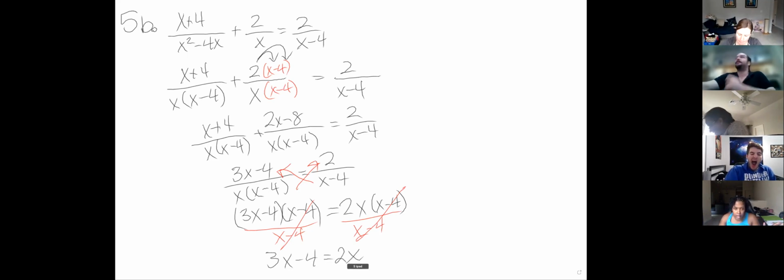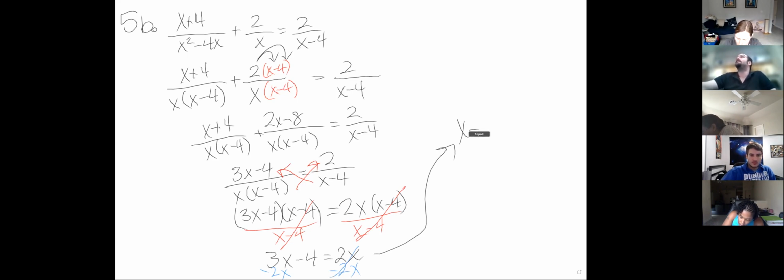Okay, now I want to just move the term to one side. So we're going to subtract 2x on both sides. Yes, and then it's going to be 5x. I think it's just regular x. X minus 4 equals 0. Yeah. Okay.